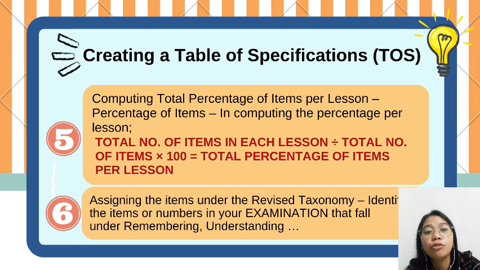After all of that, you have to assign the items under the 6 cognitive levels of the revised Bloom's taxonomy. So you have to identify whether the items or numbers in your examination falls under the remembering, understanding, applying, analyzing, evaluating, and creating. So the goal of an educator is to use Bloom's taxonomy in order to encourage higher order thinking skills in students by building up from lower level cognitive skills.